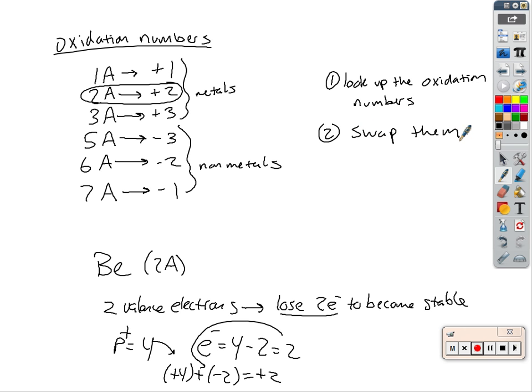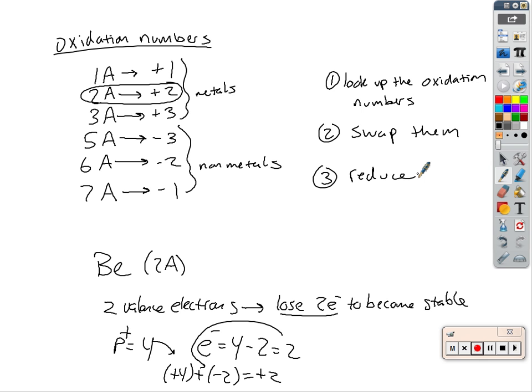Swap them. The metal's oxidation number is going to become the subscript on the nonmetal. The nonmetal's oxidation number becomes a subscript on the metal. We're going to have to reduce this time. Like I said, in Lewis structures, when you're using the Lewis structures to figure out the formulas, that's not an issue. When you do the shortcut, it is. You have to make sure they're reduced.